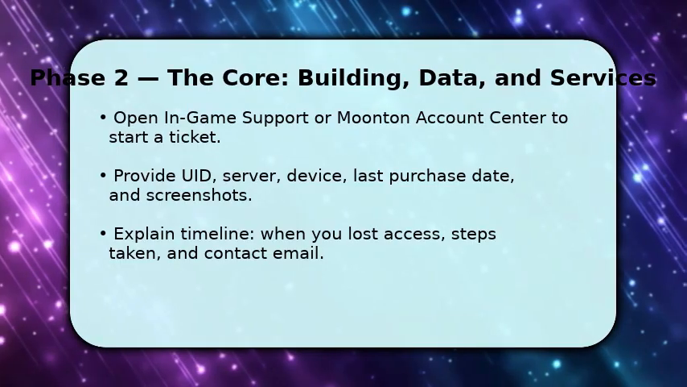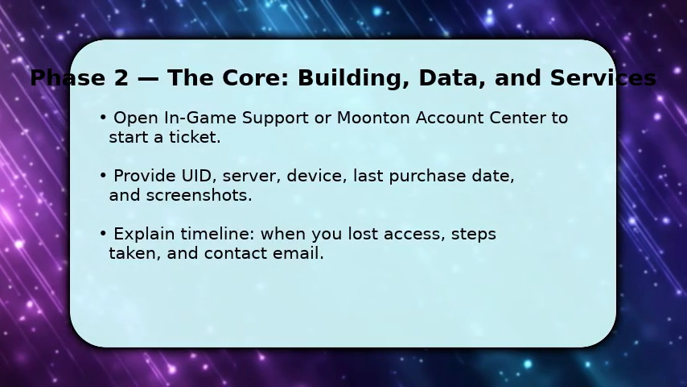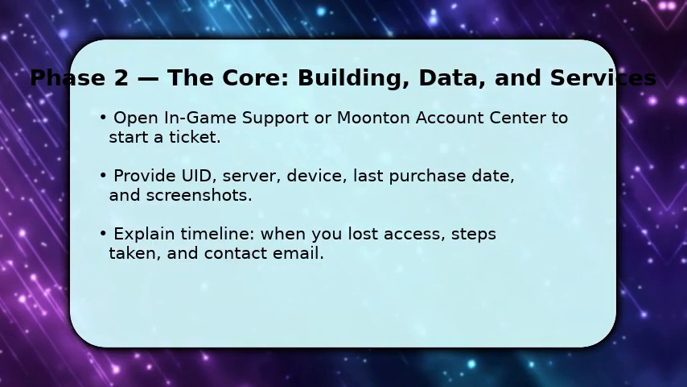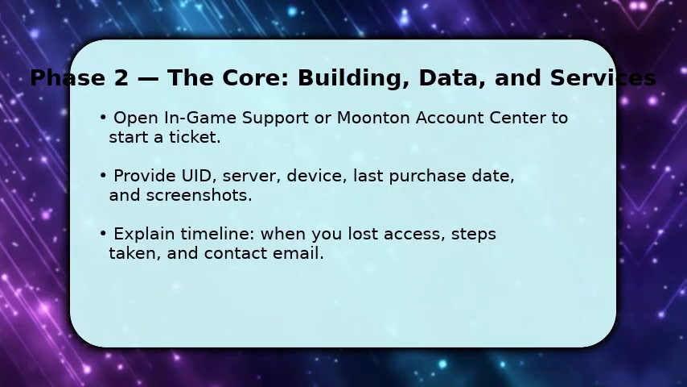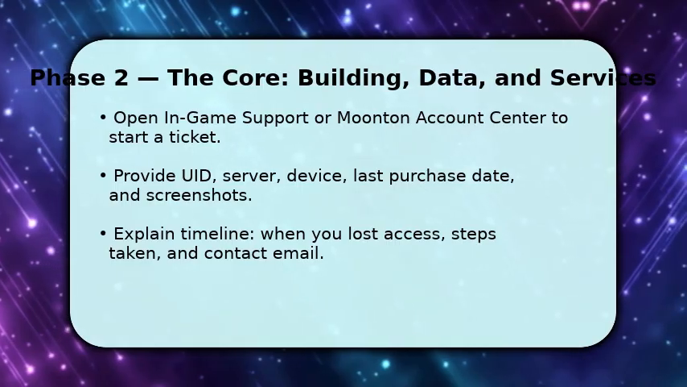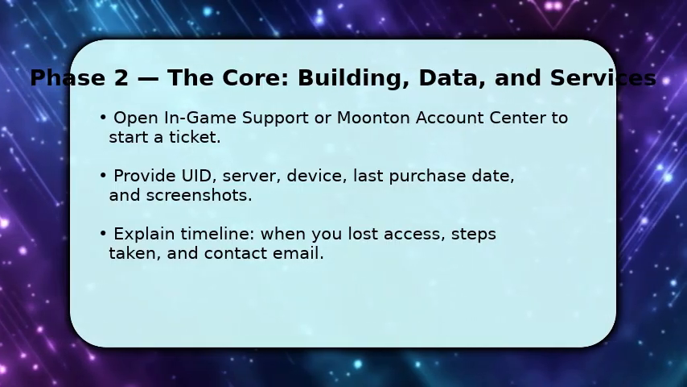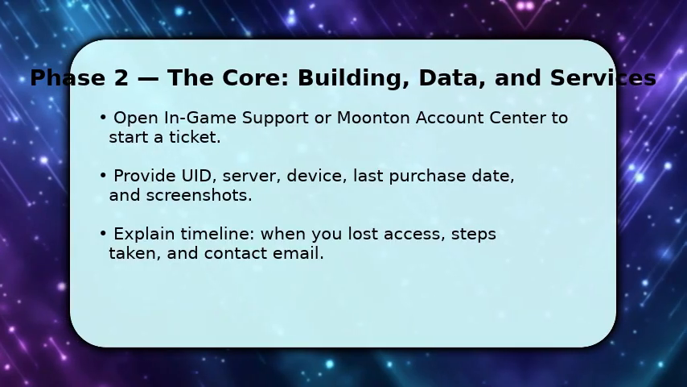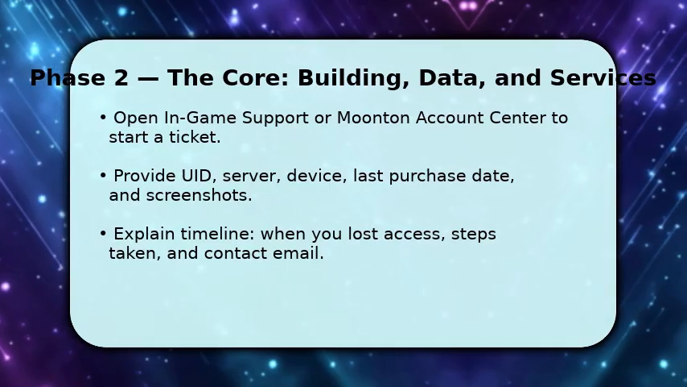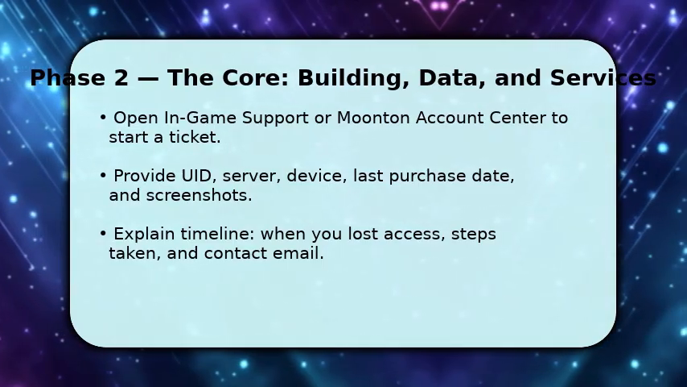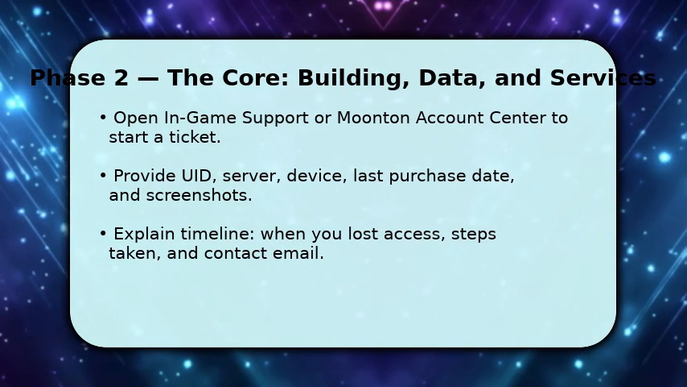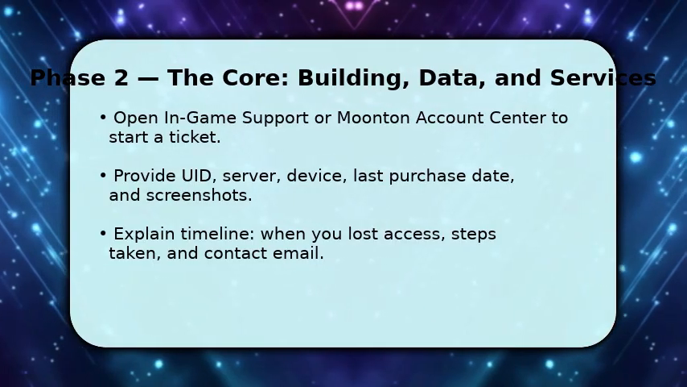Next, you'll create a detailed support ticket inside the game or via the Moonton Account Center. This is the main execution step. When writing your message, include UID, server, device model, operating system version, and the precise dates of last login or purchases. Attach screenshots and receipts. These validate ownership. Be concise but thorough. State when access was lost, what you tried already, and the recovery email you want linked. This clarity lets support verify you faster and reduces back and forth.